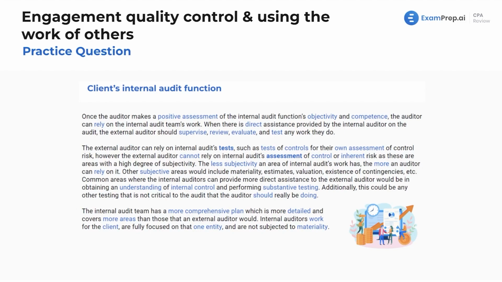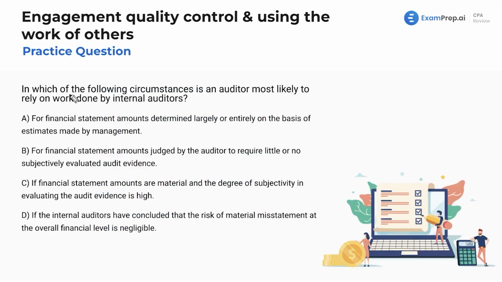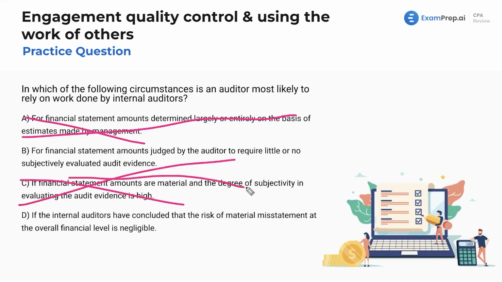So looking back at the answer choices, for financial statement amounts determined largely or entirely on the basis of estimates made by management, nope, you can't do anything with estimates. For financial statement amounts judged by the auditor to require little or no subjectively evaluated evidence, again, such as just Googling stock prices or Googling bond rates, yes, I would say B sounds good, but let's keep reading. If financial statement amounts are material and the degree of subjectivity is high, yeah, no. We're not going to trust them to deal with materiality and subjectivity.